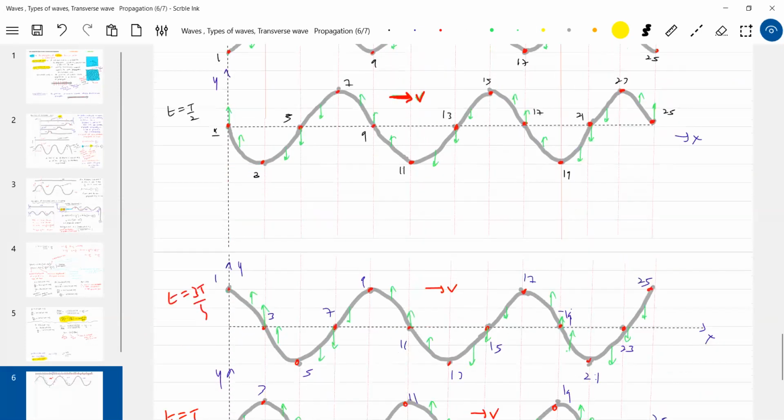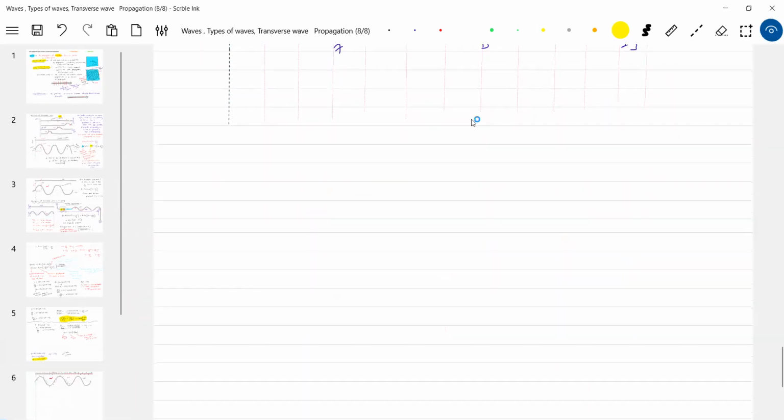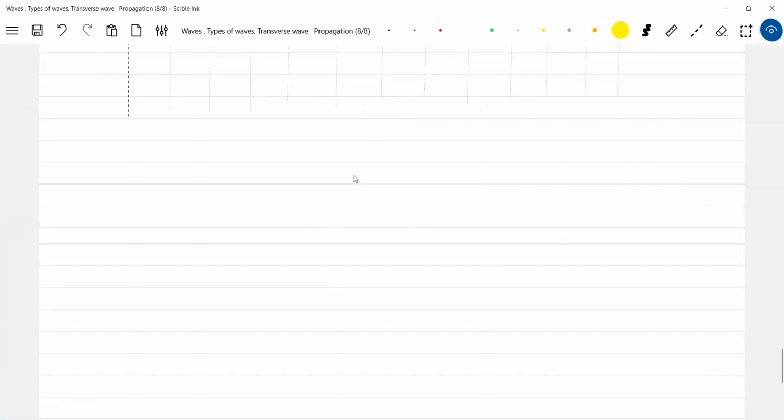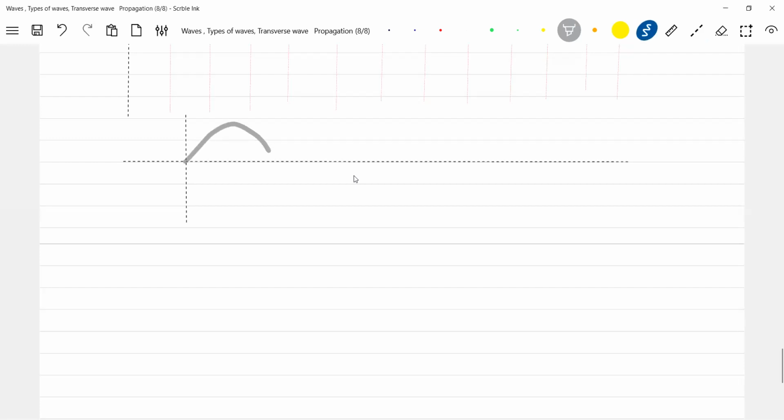Now, similarly, a student plots a YT graph, Y of T graph. Okay, what we had before was the YX graph. Now let me go for the YT graph. Let me draw it separately, otherwise you'll get confused. A student plots a YT graph. It's not a shape of the rope, no?